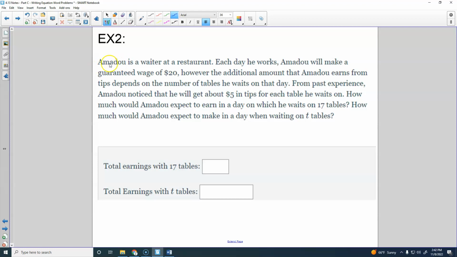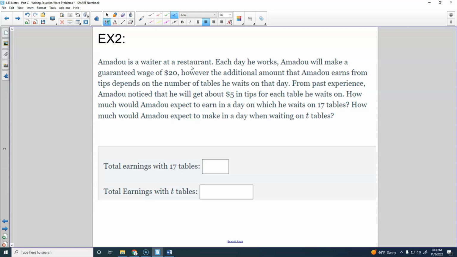All right, so Adam is a waiter at a restaurant. Each day he works, Adam will make a guaranteed wage of $20. However, the additional amounts that Adam earns from tips depends on the number of tables he waits on that day. From past experience, Adam noticed that he will get about $5 in tips from each table he waits on. How much would Adam expect to earn in a day on which he waits on 17 tables? How much would he expect to make in a day where he is waiting on T tables?